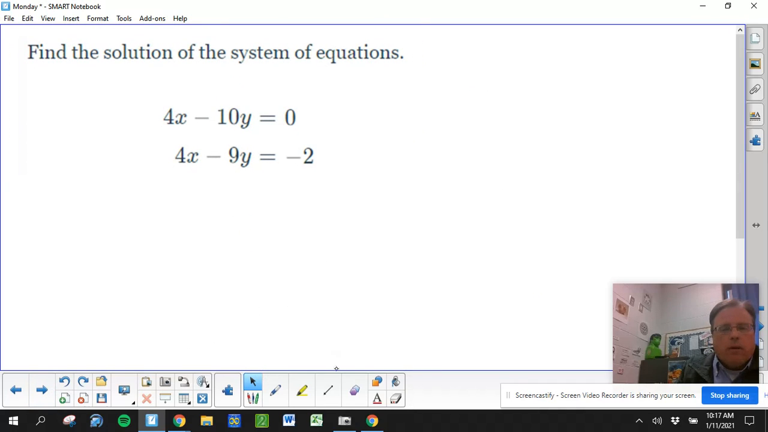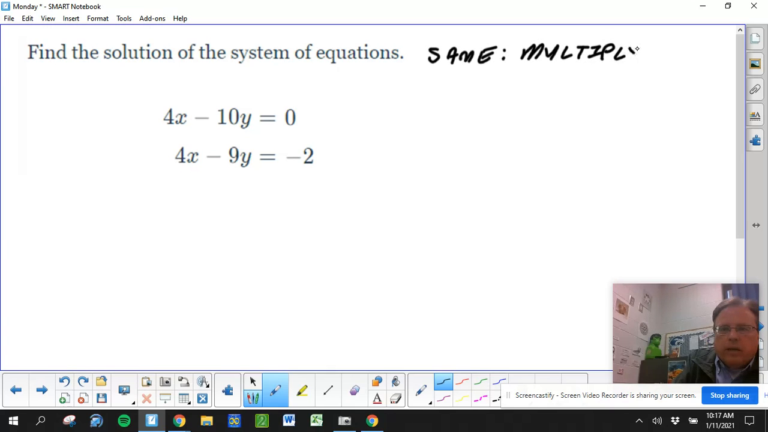Uh-oh, no opposites. See, those are not opposite. But let's take a look at those two. Yes, they're not opposite, but they're the same. So if they're the same, we're going to multiply one equation by negative 1. Now, in Delta Math, we'll call it subtract. And it's the same thing. We're going to take this equation and we're going to multiply by negative 1.